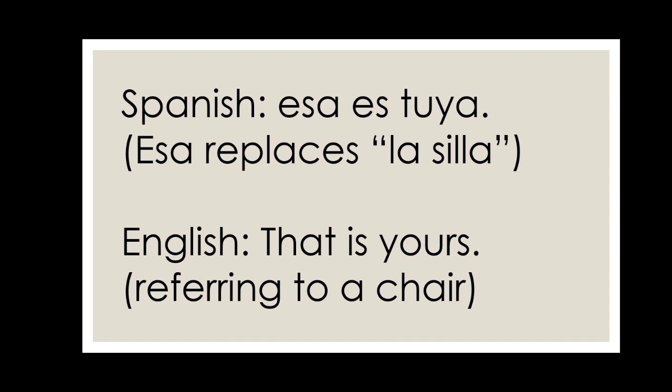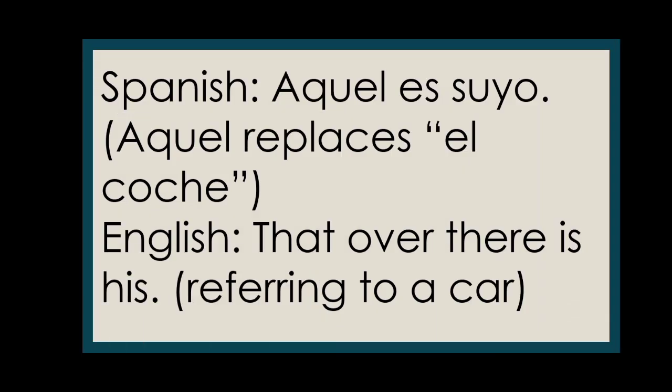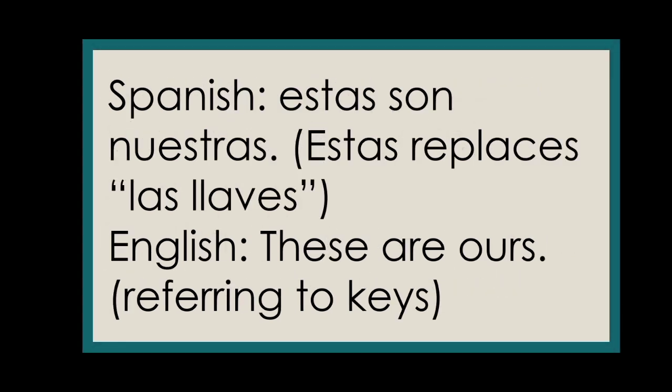Esa es tuya, that is yours. So esa is referring to a chair. Aquel es suyo. So aquel replaces coche, car. That over there is his, a car. Estas son nuestras. So estas replaces las llaves, meaning keys. These are ours, our keys.